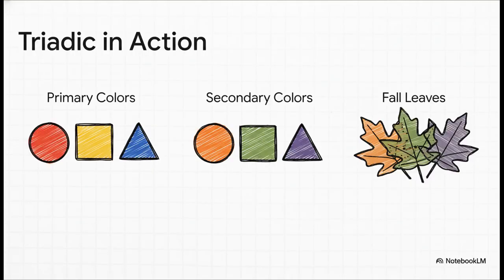The most famous triadic schemes are the big ones, the primary colors of red, yellow, and blue, or the secondary colors. But you also see it in nature. Think about autumn leaves. You'll often find this beautiful, subtle palette of muted orange, green, and violet all together. Kind of cool that nature is a master of color theory, huh?